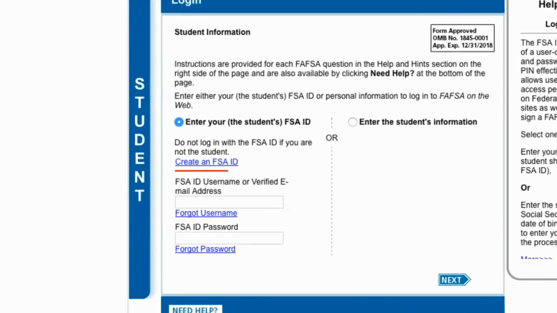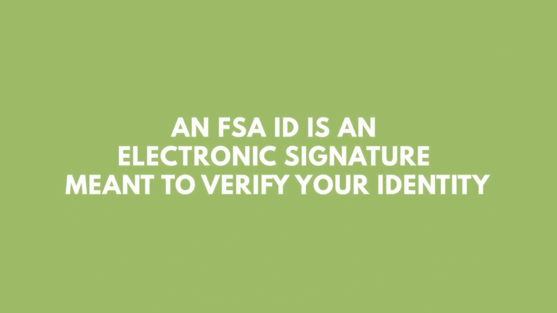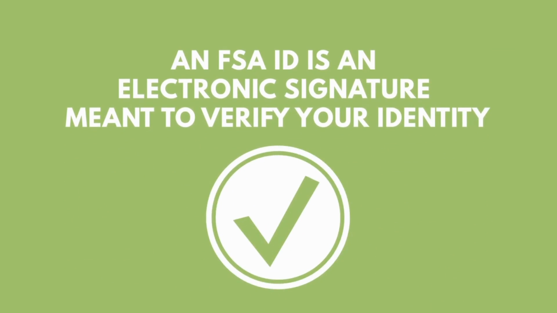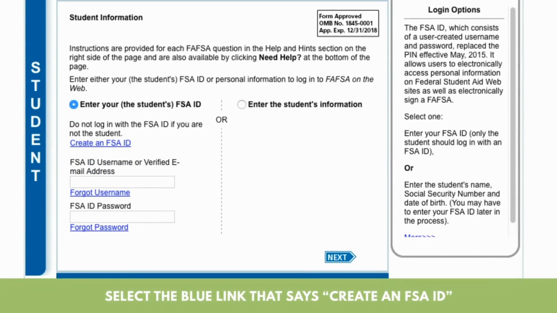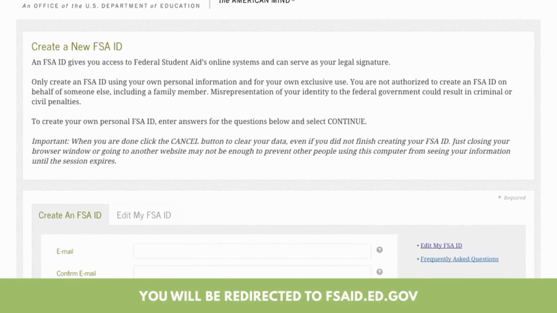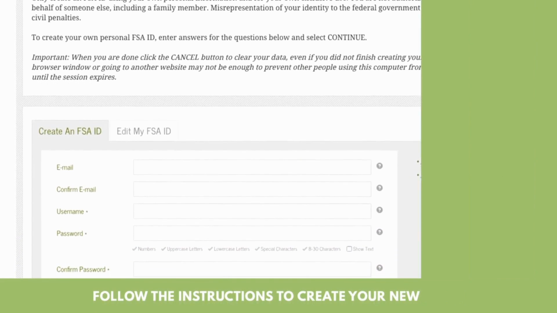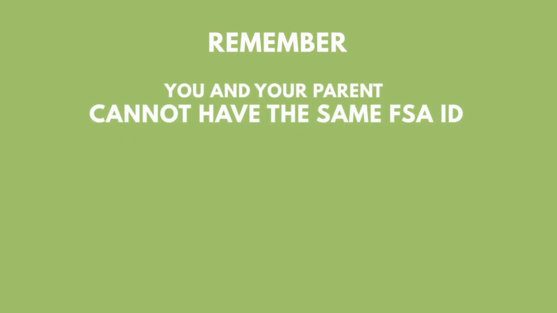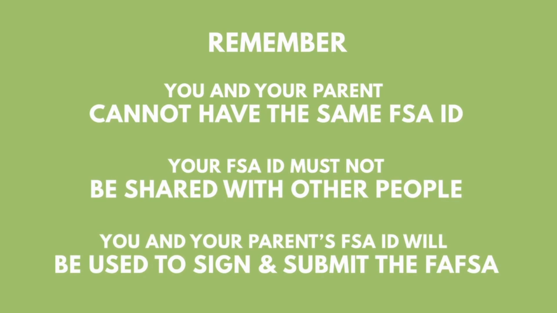Once you log in, you will create an FSA ID if you have not previously done so. An FSA ID is an electronic signature meant to verify your identity. To make an FSA ID, complete the following steps. Select the blue link that says Create an FSA ID. You will be redirected to fsaid.ed.gov. Follow the instructions to create your new FSA ID. Remember, you and your parent cannot have the same FSA ID. Your FSA ID must not be shared with other people. You and your parent's FSA IDs will be used to sign and submit the FAFSA.